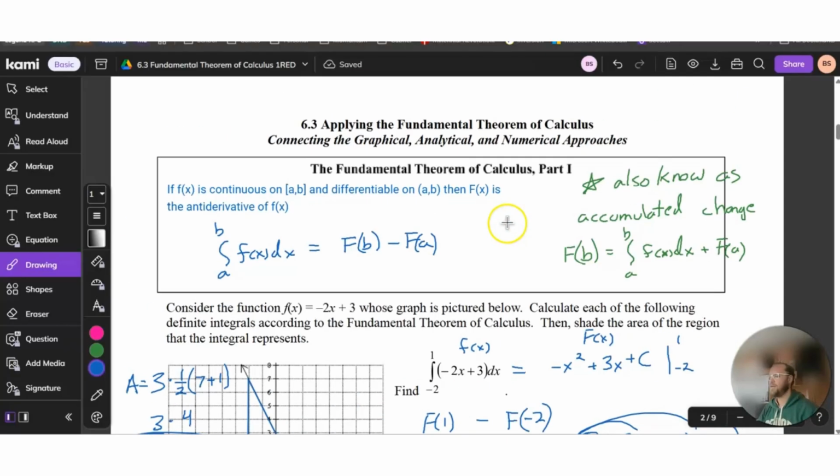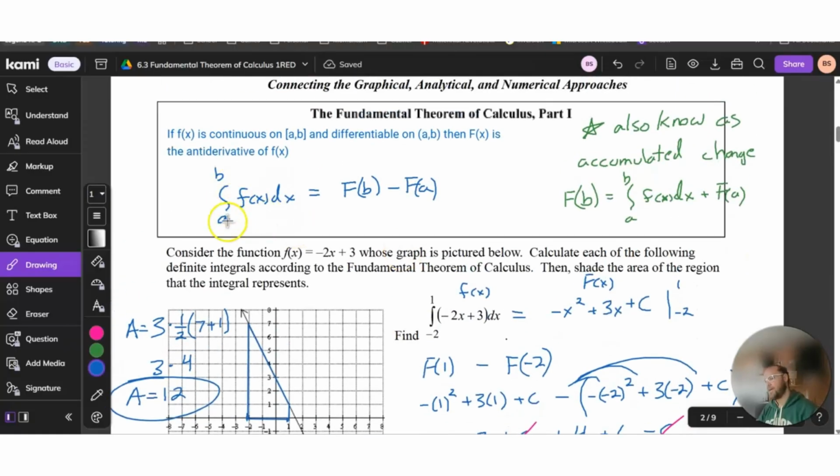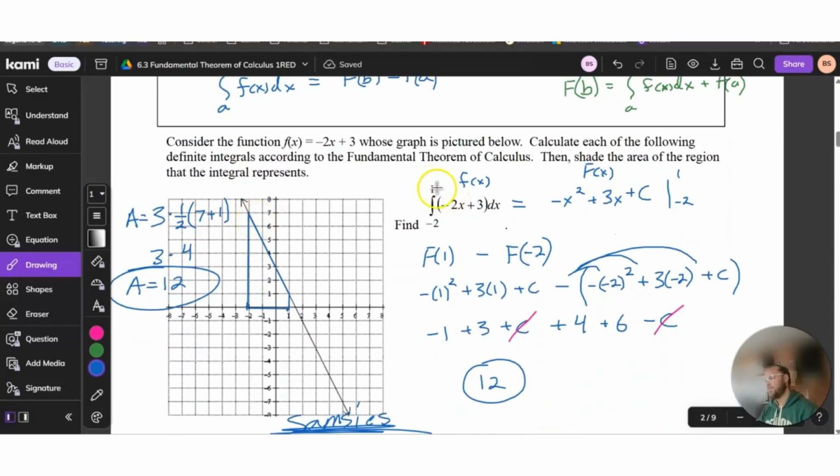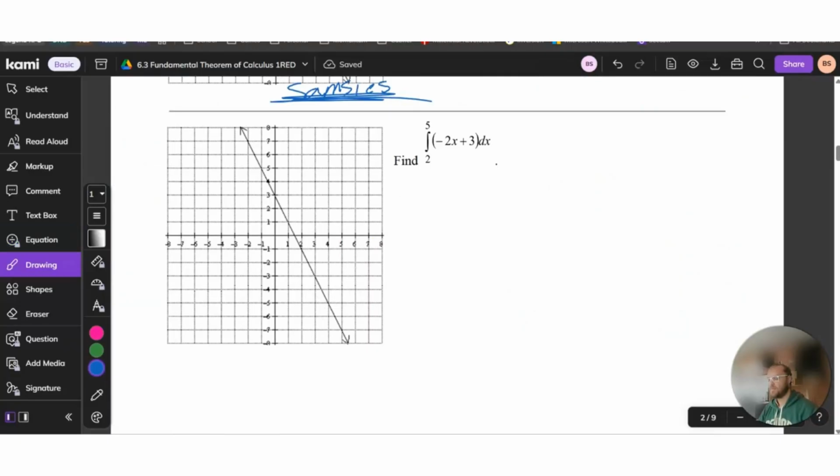Why f of 1 minus f of negative 2? Because that's what the fundamental theorem told us to do: f of the top number minus f of the bottom number. What is f of b? Look at where a and b are. b's on the top, a's on the bottom. So f of 1 minus f of negative 2. Make sense? So if we're asked to find this value in physics, we can integrate, if you have the equation.